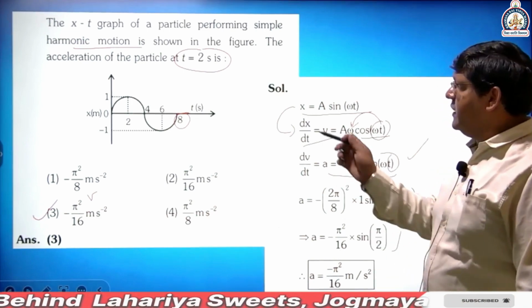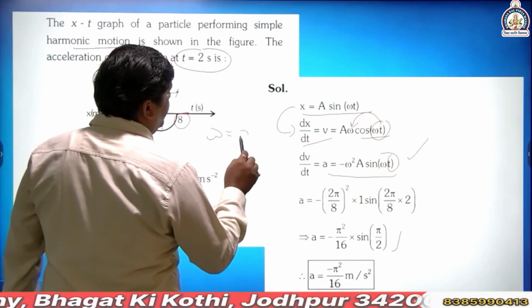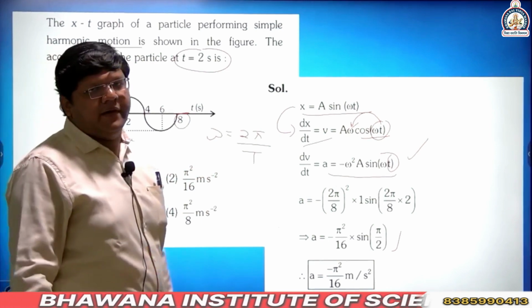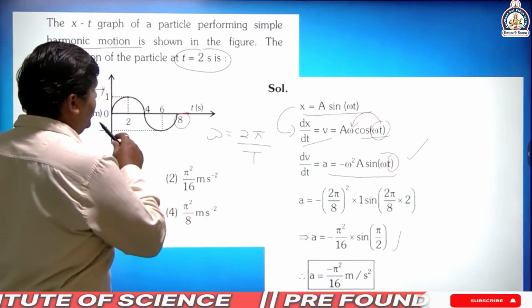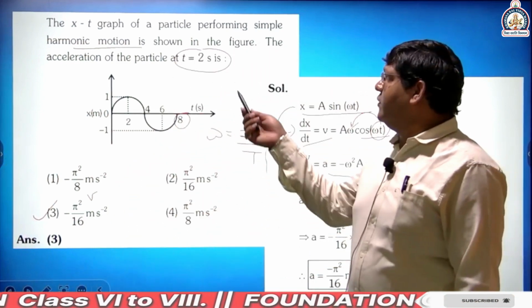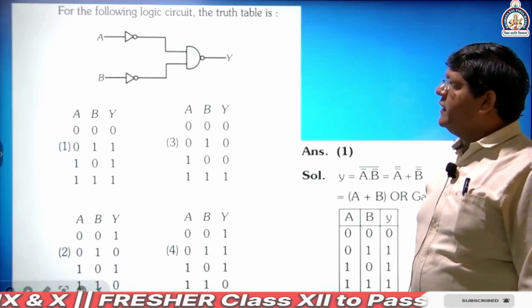We just put in the value because omega is equal to 2 pi upon capital T, where capital T means the time period of the waveform. Time period means the complete duration of the waveform. And according to the question, the small t is given as 2 seconds. Now moving to the next part.